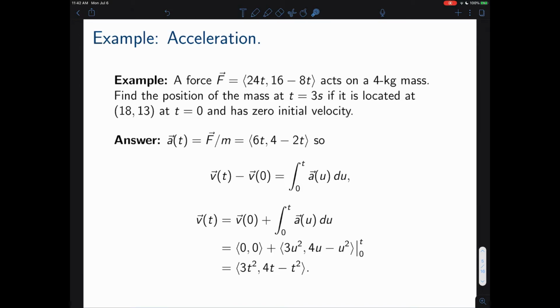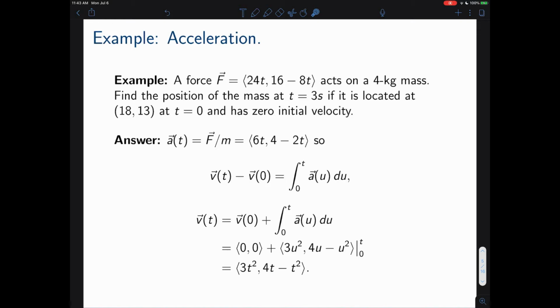So in this example, we have a force, F, which is changing over time. It has components given by 24t and 16 minus 8t. So apparently the x force is increasing, and the y force is decreasing or becoming more negative. And this force is acting on a 4 kilogram mass, which is sliding around in the xy plane, and we would like to find the position of the mass in 3 seconds, given that it's initially, at time t equals 0, located at the point (18, 13) with 0 initial velocity.